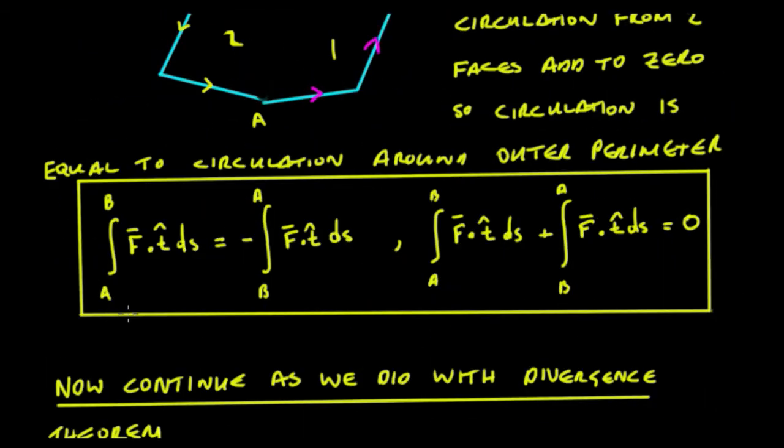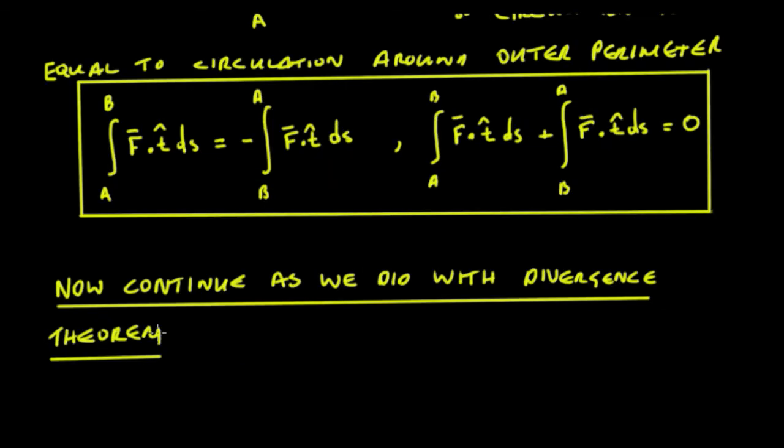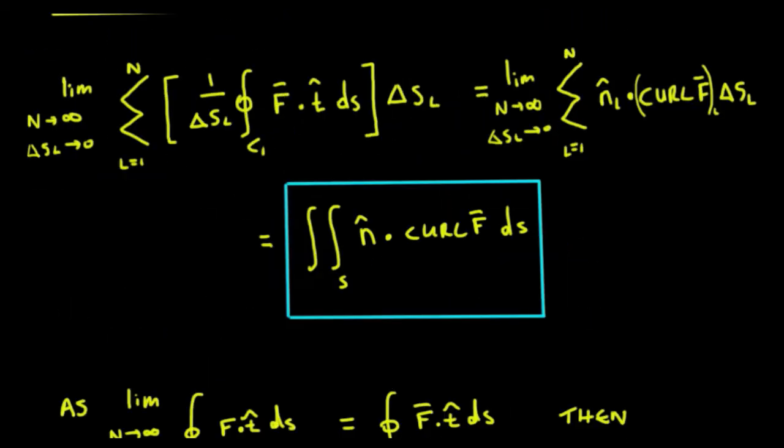So I've rewritten that again. We're really saying that the circulation from A to B is equal to the negative of the circulation from B to A. So we can take this over to the other side, and when I add both together, we're going to get 0. So now we're going to take this bit of information and continue as we did when we did the divergence theorem a few videos ago. So let's finish this off here.